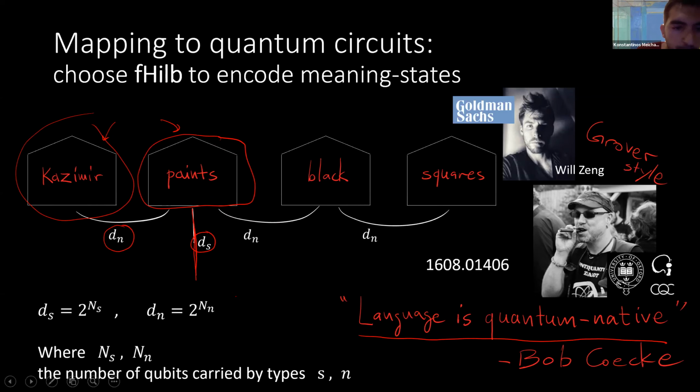This is done at a high level. For example, d_s would be of this dimension, where n_s is the number of qubits that you allocate to that wire or to that space. The same for the n, and the same if you have more types. I'm just using a very simple example here, using only s and n types. But the pregroup grammar can get very complicated. You can have many types, and for each one you can assign a dimension, or a number of qubits that you allocate to it, and then you can play with it.